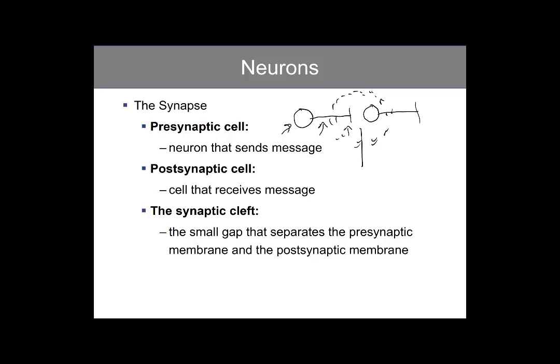When we talk about this synapse, this cell is the presynaptic cell, making this cell the postsynaptic cell. It's pre-synapse, before the synapse, while the postsynaptic cell is after the synapse. The presynaptic cell sends the message. The postsynaptic cell receives the message. In between the two is the synaptic cleft, that physical gap that separates the presynaptic membrane from the postsynaptic membrane.